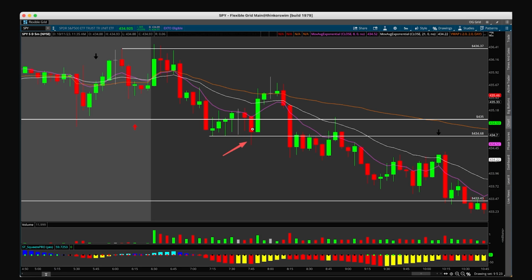And then at the same time, you have those short sellers who are trying to catch the next leg down. As price reclaims 434.68, they get stopped out as well. So at the end of this candle, getting long provided an amazing risk to reward with your stop loss right below this low. And then you can see price had a very strong aggressive move to the upside.